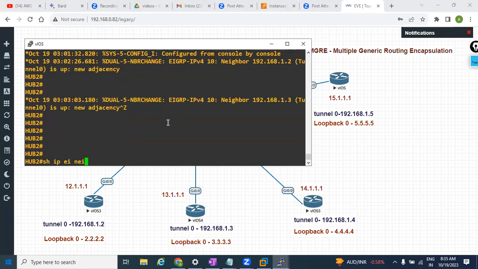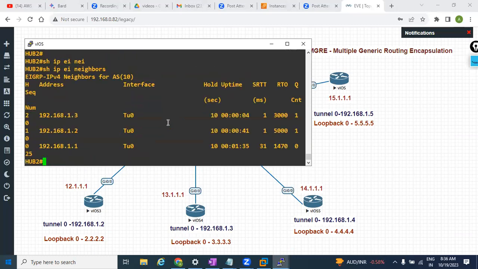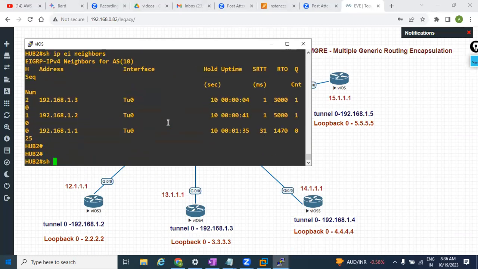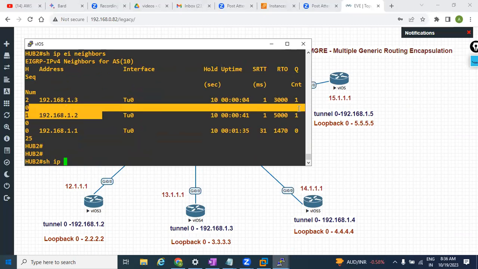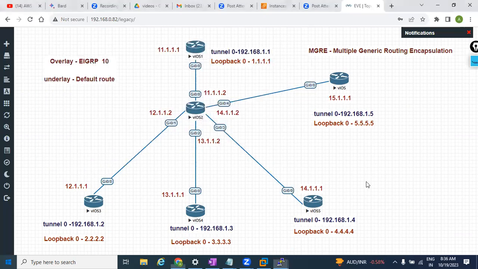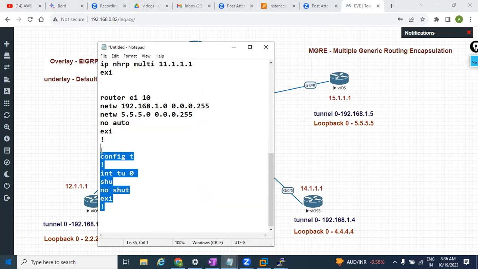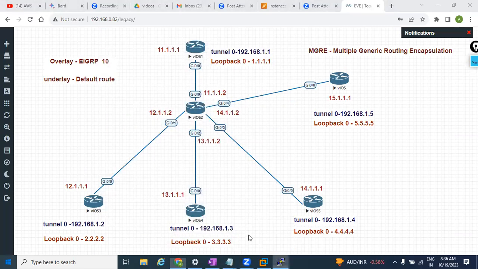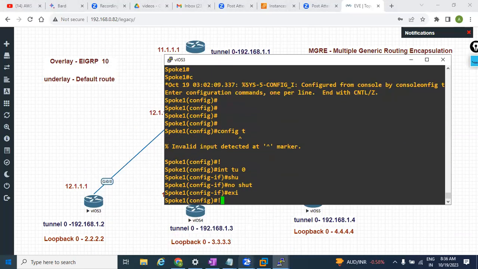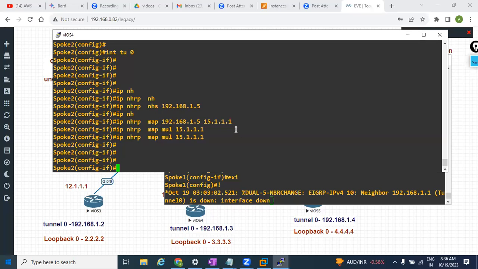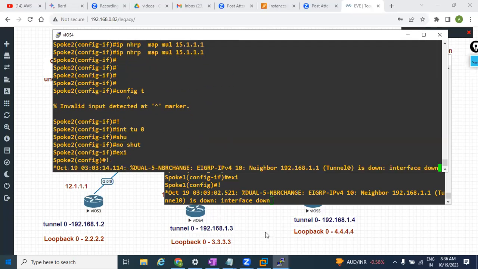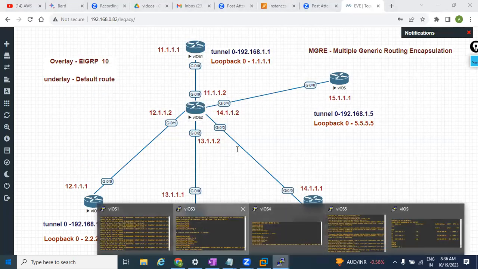Show IP NHRP. Sorry, let me check the neighborship. So the EIGRP neighbor is down with the spoke. It's down here. Just do one thing. Go back to spoke 1, bring the interface down and up once, and do the same on spoke 2. Now we'll just wait it out.